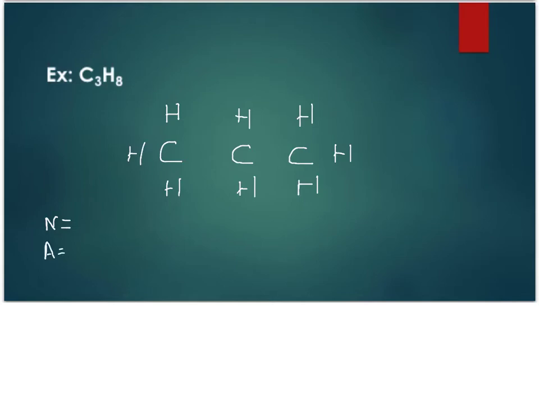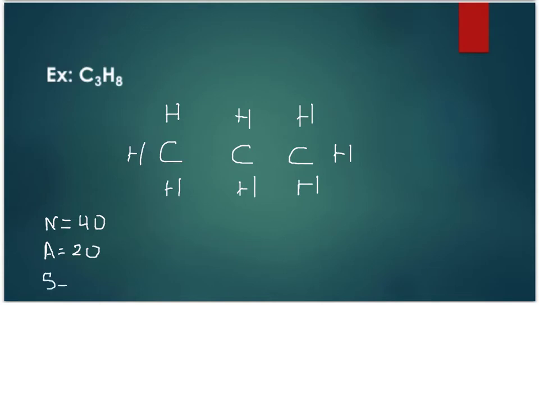Alright, if we do needed, 8 times 3 is 24 plus 8 twos are 16. 24 plus 16 gives us 40. How many are available? 4 times 3. 4 threes are 12 plus 8 is 20. Needed and available: the amount available is half the amount needed.